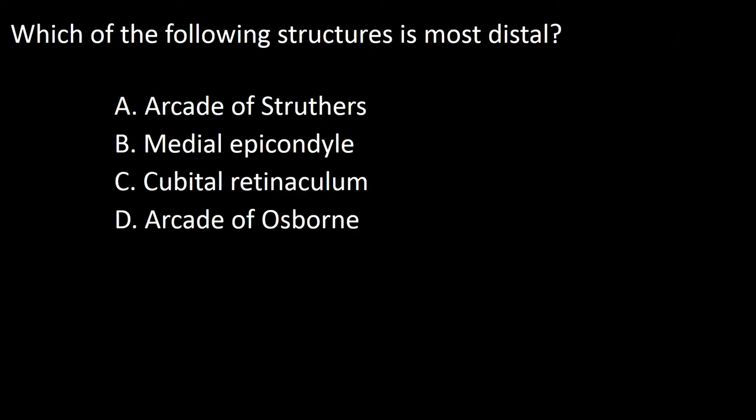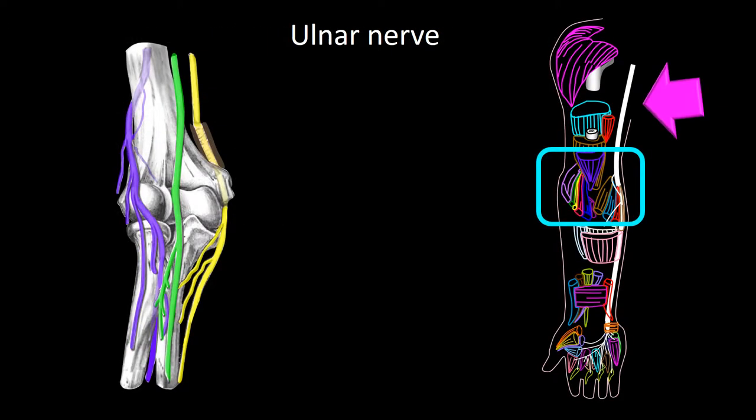Next question, which of the following structures is most distal? A, the arcade of Struthers, B, the medial epicondyle, C, the cubital retinaculum, D, the arcade of Osborne. In this frame, you can see a cartoon that I have used before. I'm placing it here to show you the different segments of the ulnar nerve.